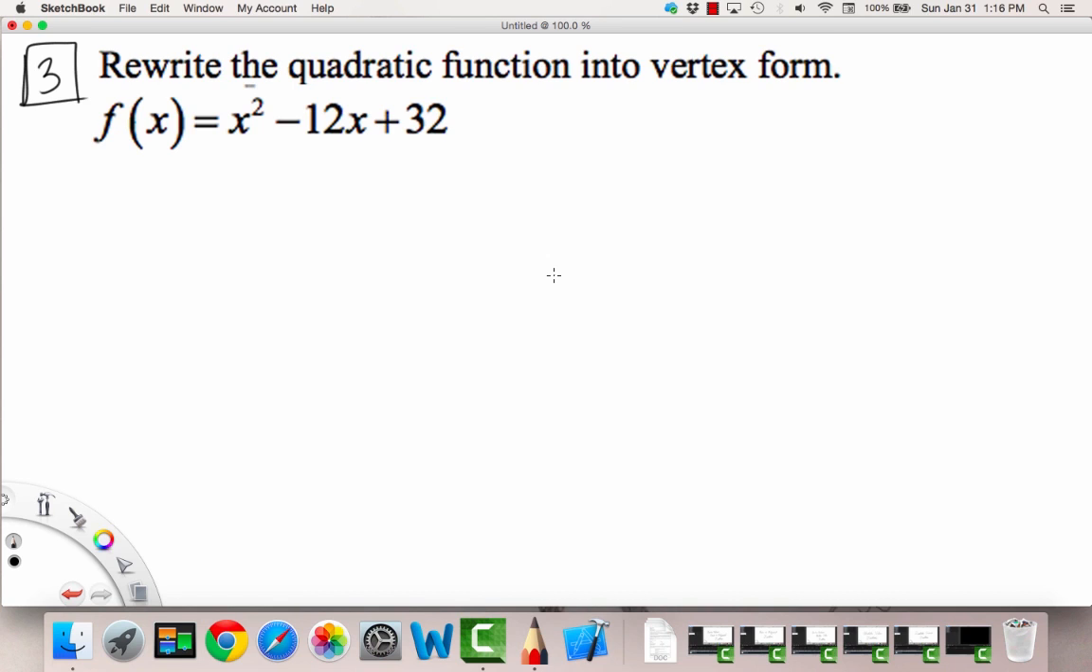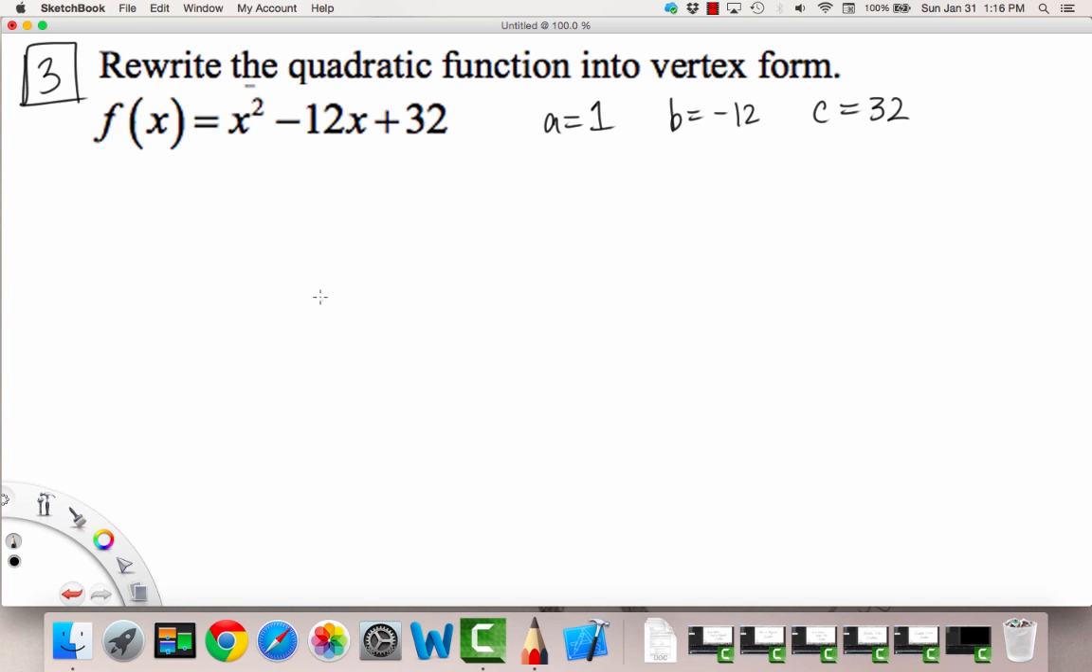Okay, number 3, we're told to rewrite the quadratic function into vertex form. Right now it's in standard form, so our a is equal to 1, b is equal to negative 12, and c is equal to 32. In order to do that, we need to figure out what our h and k are.